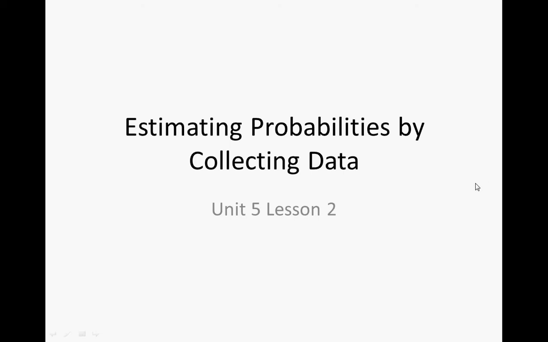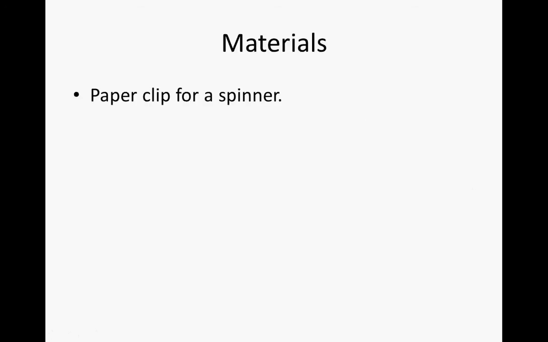Okay, here we are, Lesson 2, Estimating Probabilities by Collecting Data. So materials is your paper clip for use as a spinner still. And we're going to take a look at example 1, the Carnival game.